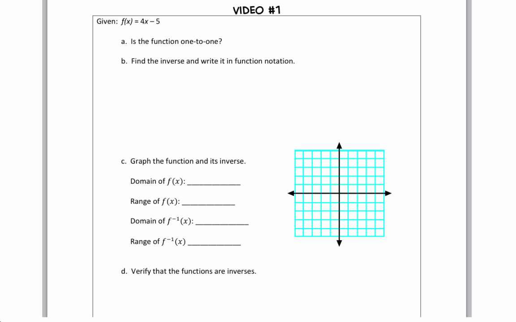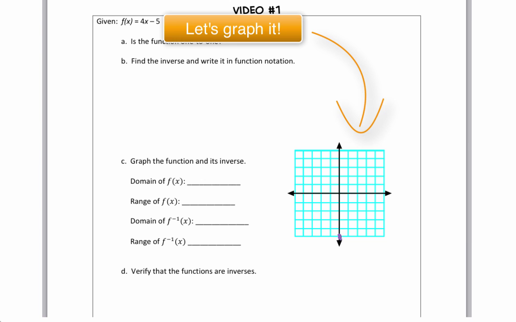is the function one-to-one? So what we can do is we can graph this function. So 4x minus 5 means that we're going to start at negative 5 as our y-intercept, and then our slope is positive 4 over 1. So we're going to go ahead and graph this. And so this is a rough sketch of what our graph would look like.